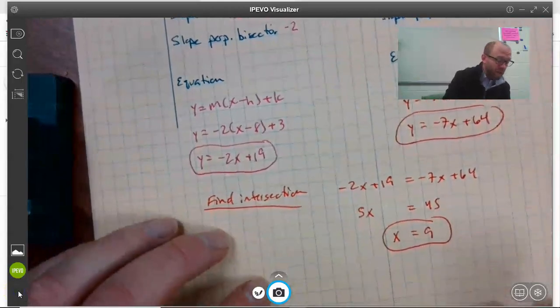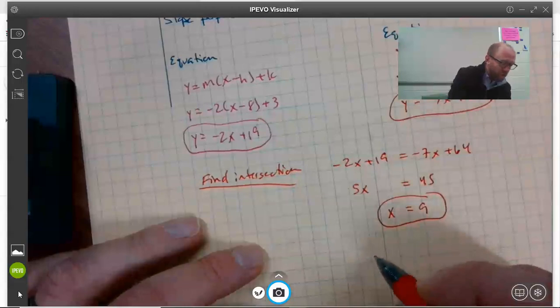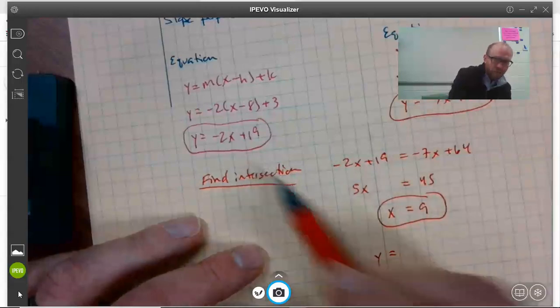Okay. So let's see. So now we're going to plug 9 into one of these equations. Doesn't matter which one. So I'll pick this one over here.